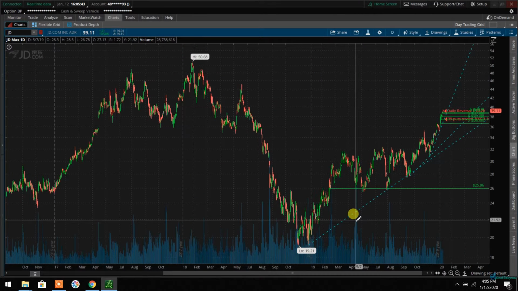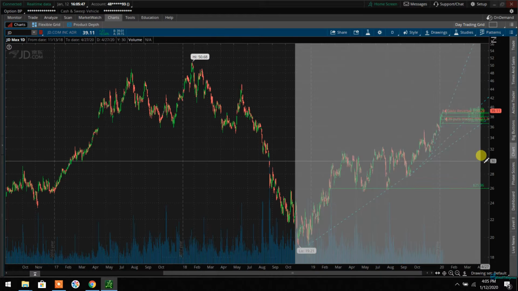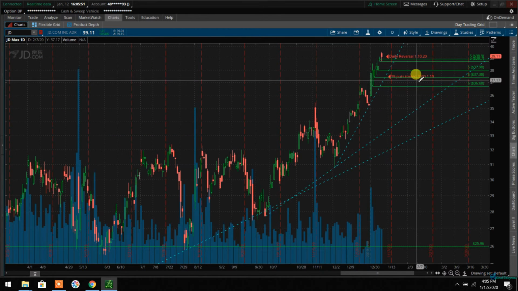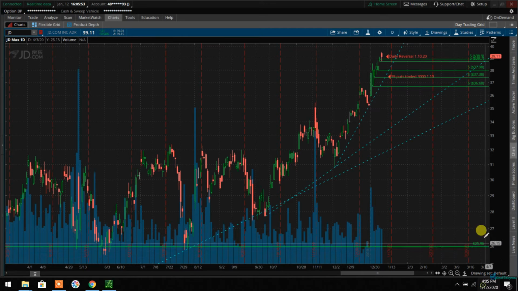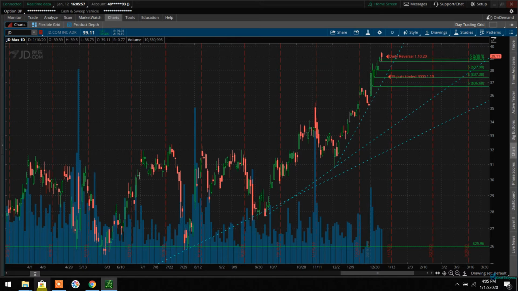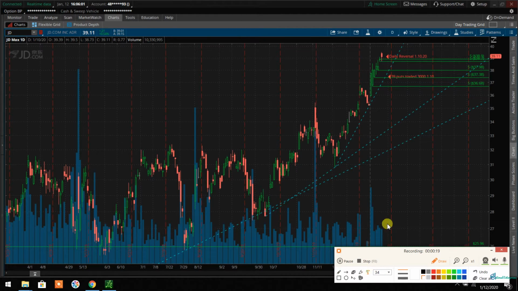Alright, so our next one here is JD. Ticker symbol JD. Zoom in here, we've got around 3,000 that were traded on the 39 puts on the 10th. So that was Friday. Got about a $1.30 expected move on this one this week.